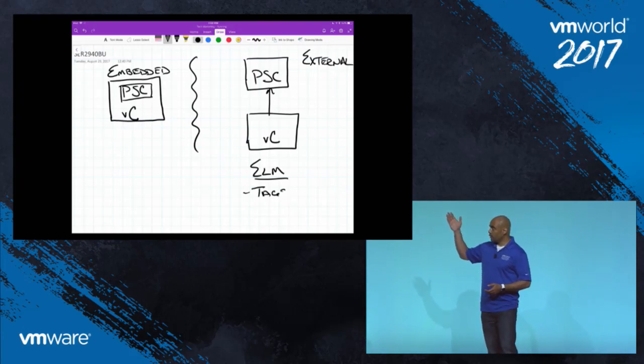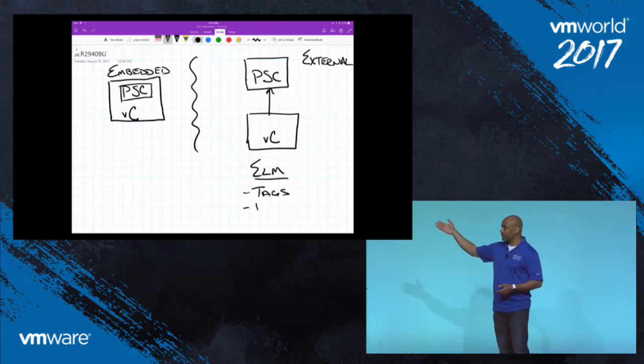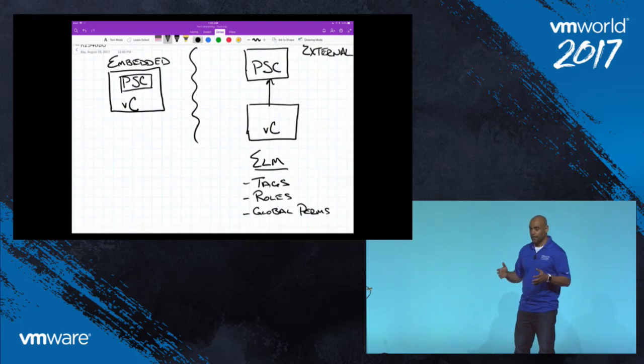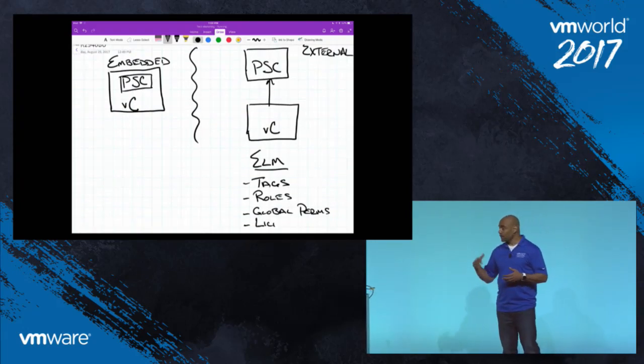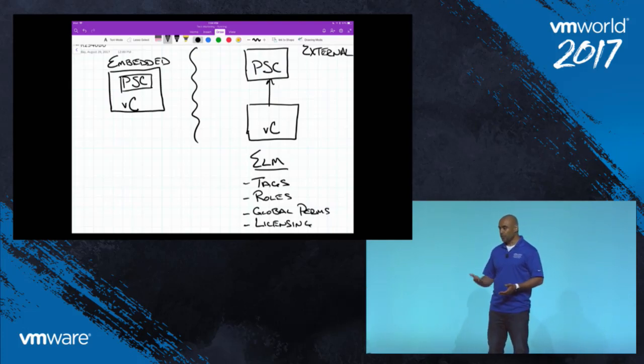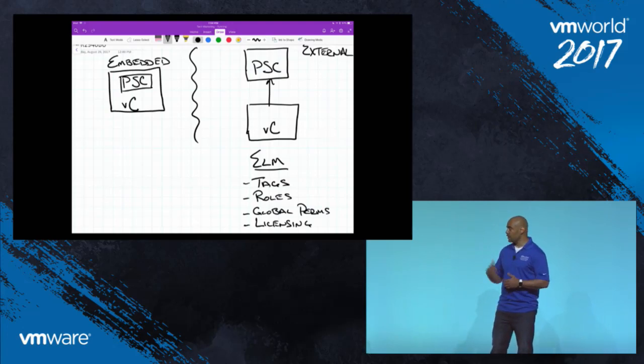So for external deployments, we also have tags, custom roles, global permissions, licensing, and certificates all being replicated across your vSphere SSO domain. And the beauty of this is now all I have to do is create it one time, and when I add a vCenter server, it inherits these tags, roles, global permissions, all that, licensing. So licensing I only add one time. Any vCenter added gets those licenses.